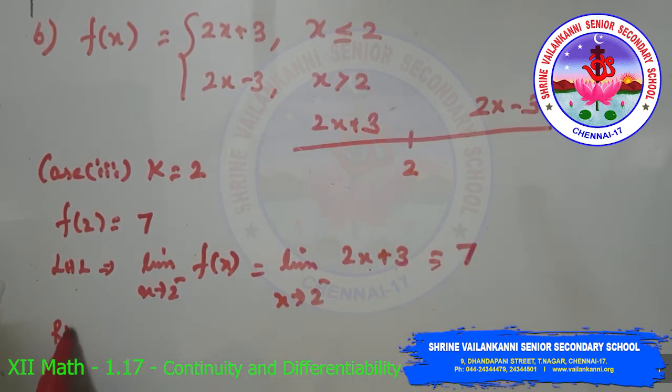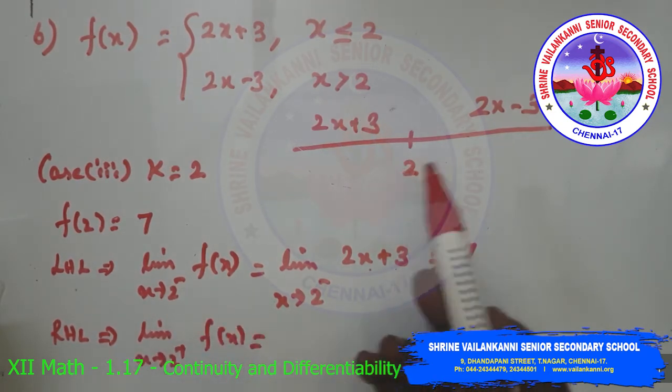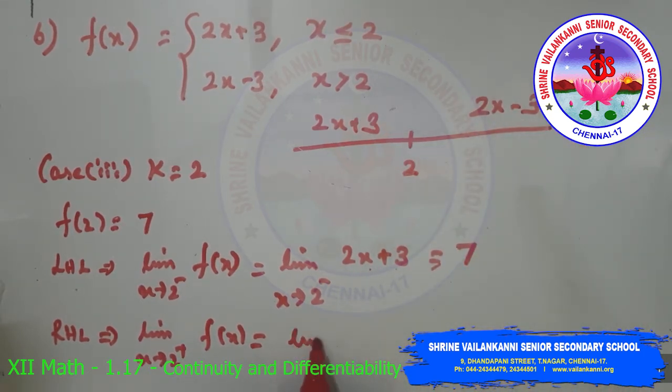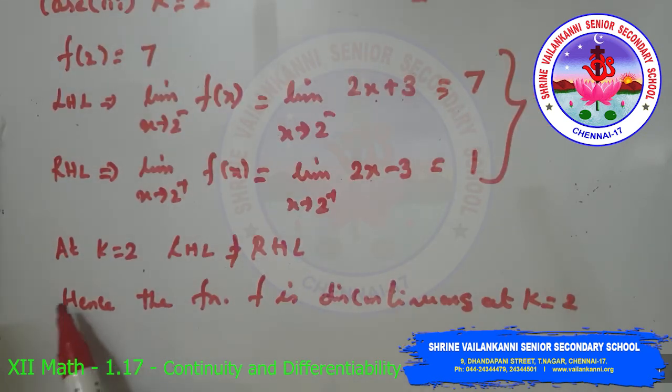And we need to find the right hand limit. Limit x tends to 2 plus f of x, to the right of 2 we have f of x defined as 2x minus 3. So limit x tends to 2 plus of 2x minus 3: 2 into 2, 4, 4 minus 3, which is 1. Here we can see that LHL and RHL are not equal. At k equal to 2, left hand limit is not equal to right hand limit. Hence the function f is discontinuous at k equal to 2.